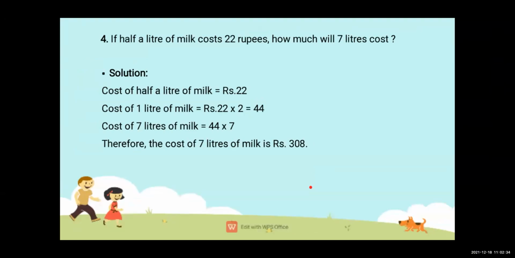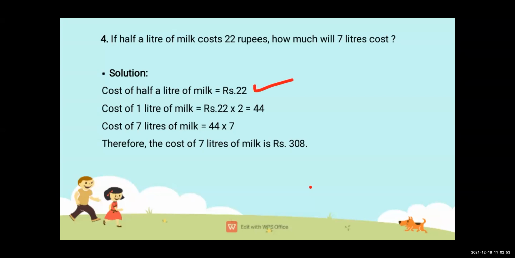Now we can see over here. First of all, they have told about the cost of half liter of milk. Now, what is the cost of half liter of milk? That is 22 rupees. See here, it is given 22 rupees. So that will be our first statement. Cost of half a liter of milk will be 22.